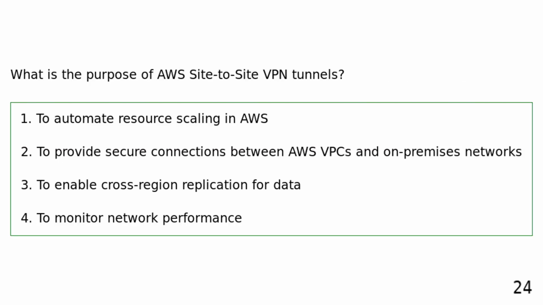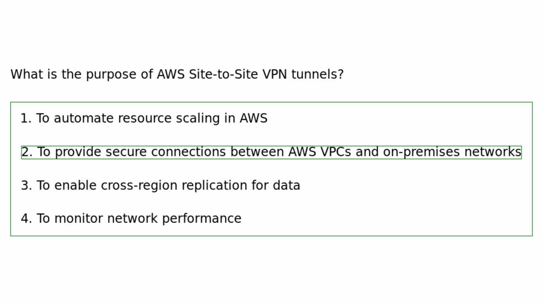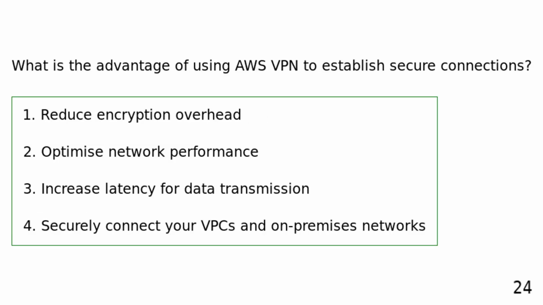What is the purpose of AWS site-to-site VPN tunnels? To automate resource scaling in AWS. To provide secure connections between AWS VPCs and on-premises networks. To enable cross-region replication for data. To monitor network performance. AWS site-to-site VPN tunnels are used to provide secure connections between AWS VPCs and on-premises networks, ensuring data transfer is encrypted and secure.